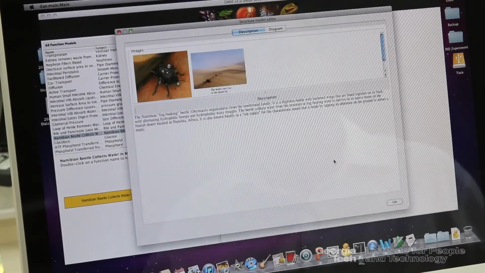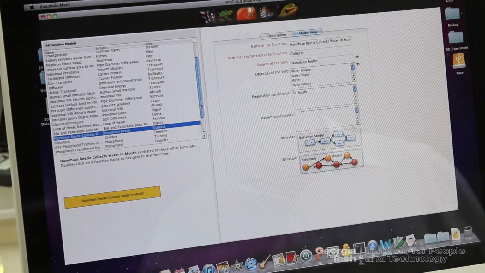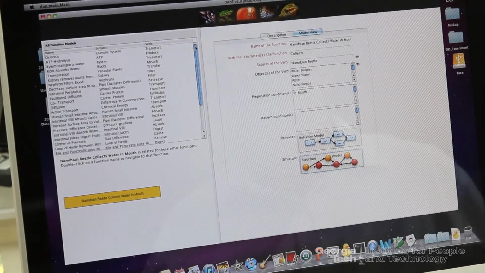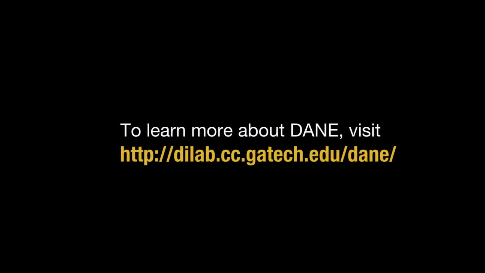We can go back to knowledge about the structure, and we can navigate through any of these systems that are in the library. We are constantly adding more systems. Currently it has about 50 to 60 systems in it.